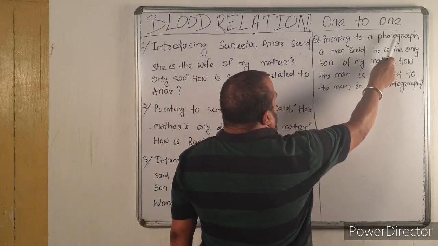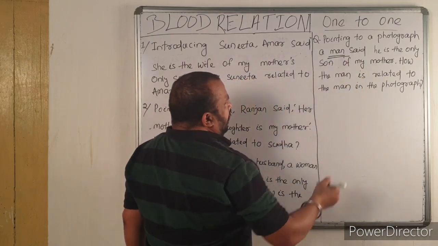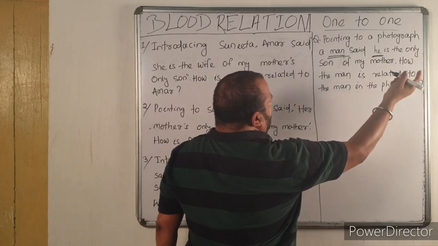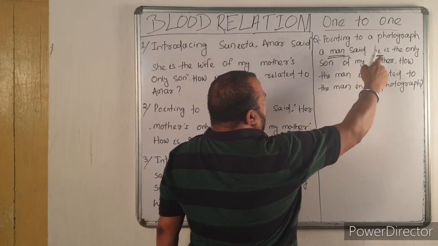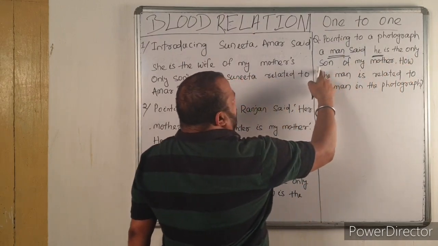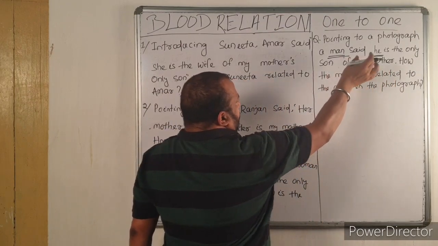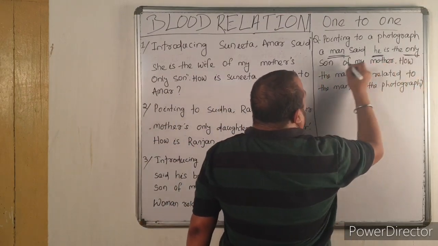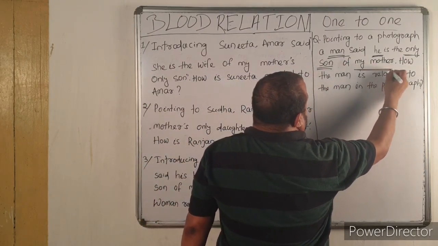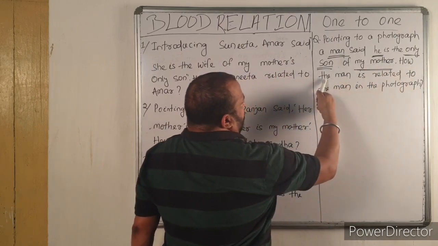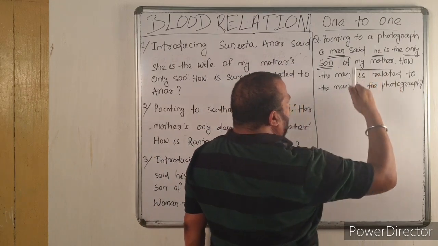Pointing to a photograph, a man said, "He is the only son of my mother." Here the gender is very important, he or she, so you have to be careful. The word "he" is important, and the word "only" is very important. Only son of my mother. Then how is the man related to the man in the photograph?